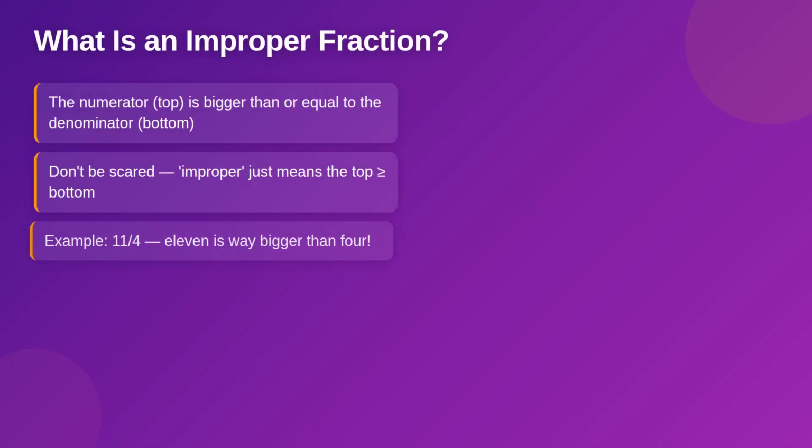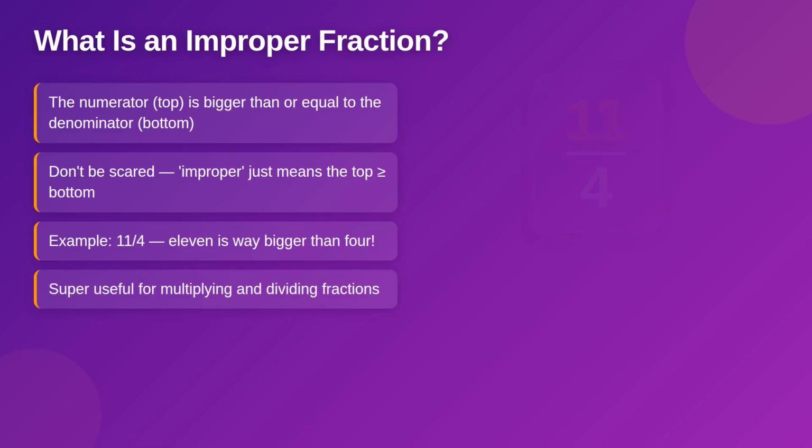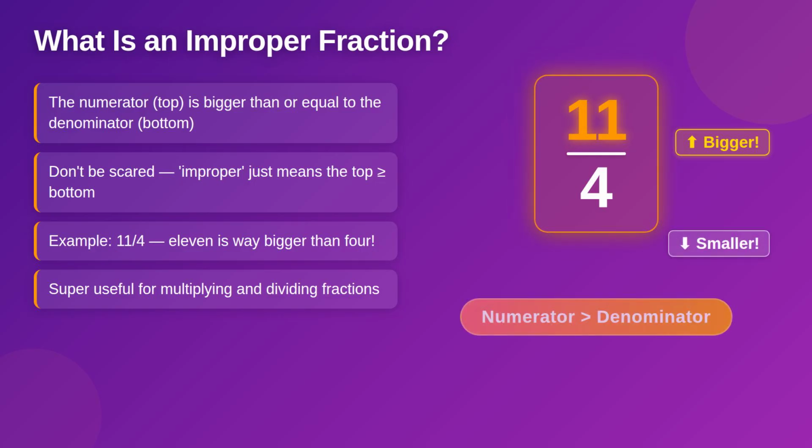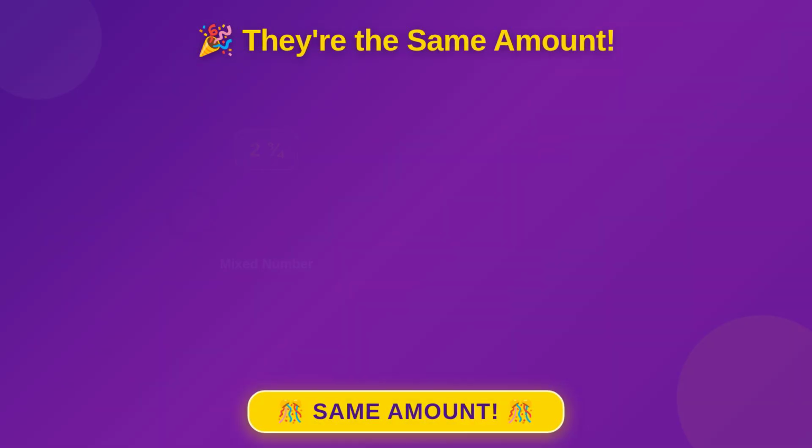Now let's talk about improper fractions. Don't let the word improper scare you, there's nothing bad about them at all. An improper fraction just means the top number, the numerator, is bigger than or equal to the bottom number, the denominator. Like 11/4, that top number 11 is way bigger than 4. Improper fractions are actually super useful when you're multiplying or dividing fractions. Mathematicians use them all the time because they're easier to work with in calculations.